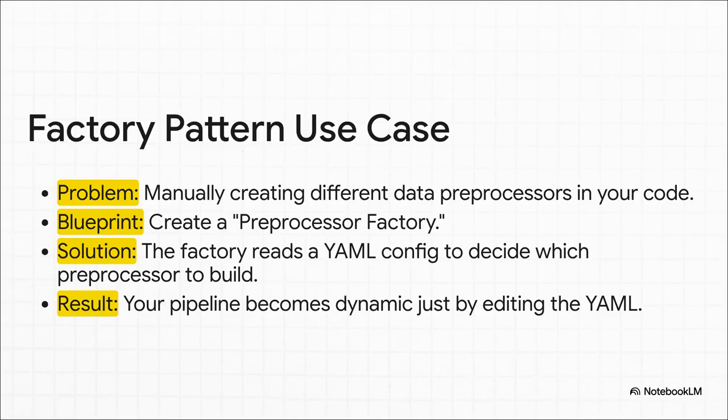So think about it. Instead of having a bunch of if-else statements in your code to pick a data preprocessor, you just build a preprocessor factory. That factory's only job is to look at a config file and decide which preprocessor to create. And just like that, poof, your pipeline is dynamic. You can change everything just by editing a text file. And that's the key. You're moving the logic out of your code and into a configuration.